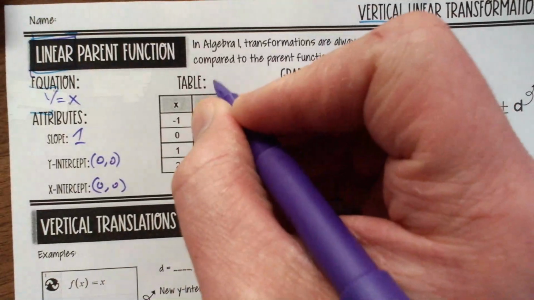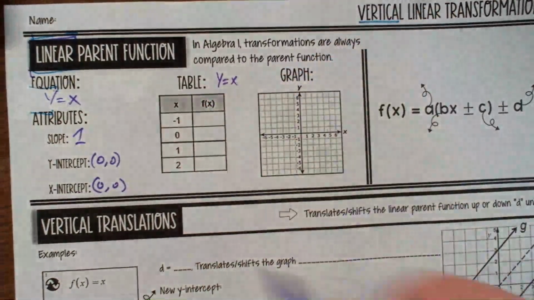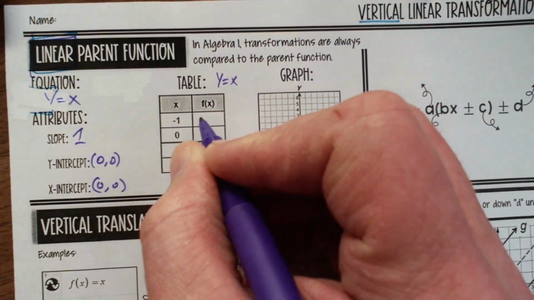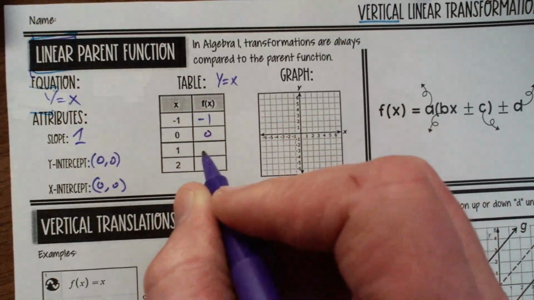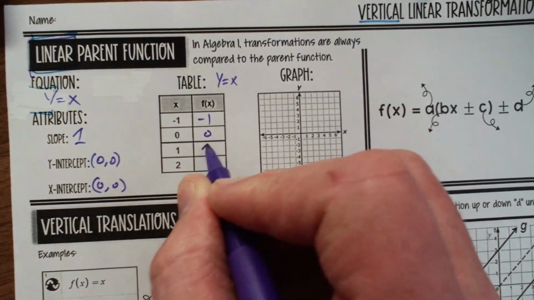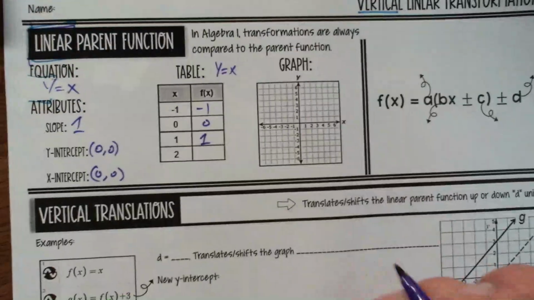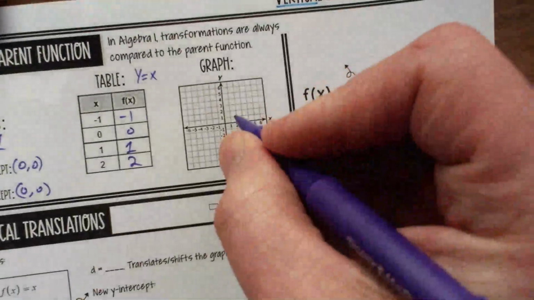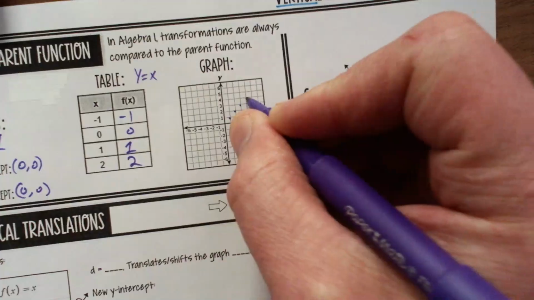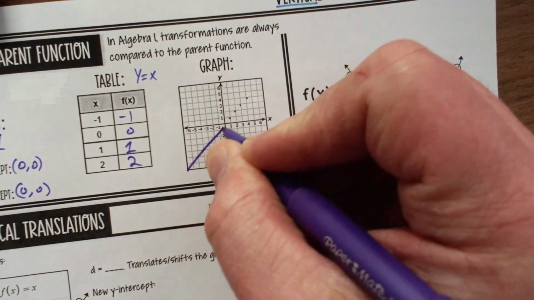In the table for y equals x, when x is -1, f of x is -1. When x is 0, f of x is 0. When x is 1, f of x is 1. And when x is 2, f of x is 2. As a graph, it looks just like this.